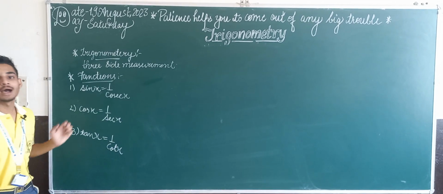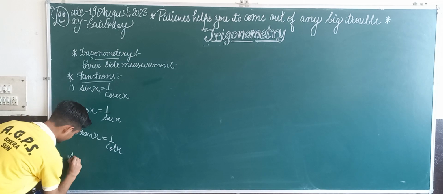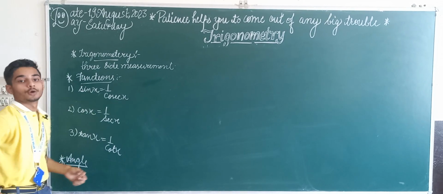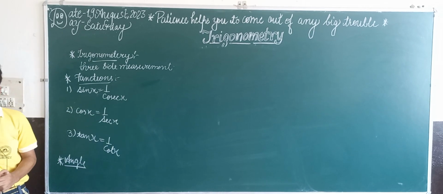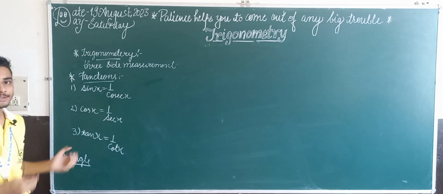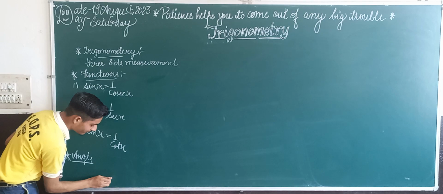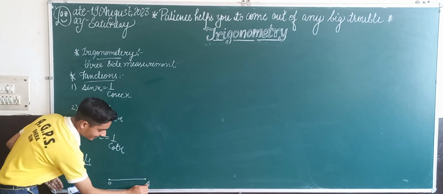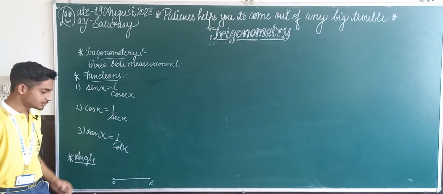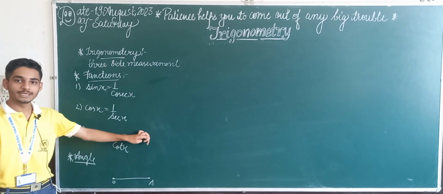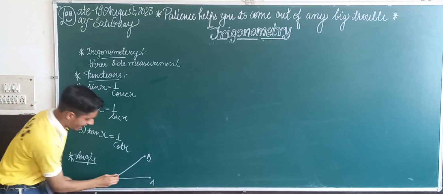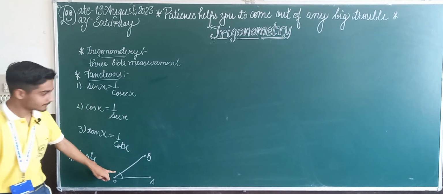Now talking about the angle. Rotation of a ray about its initial ray. I mean to say that this is our first point and this is our second point. It's O, it's A. It is our initial position. When A moves to B, it is our final position. And this is our angle.